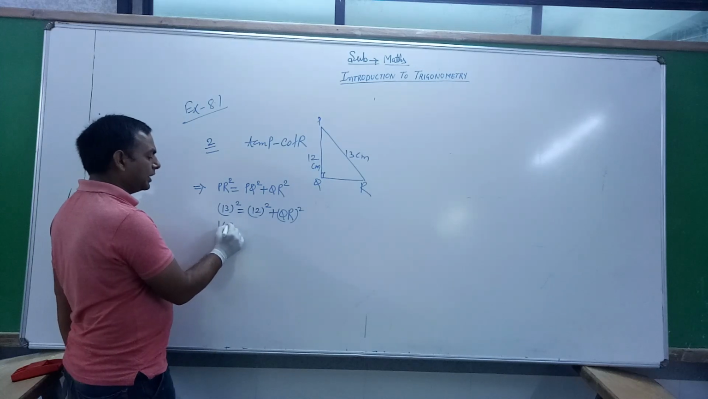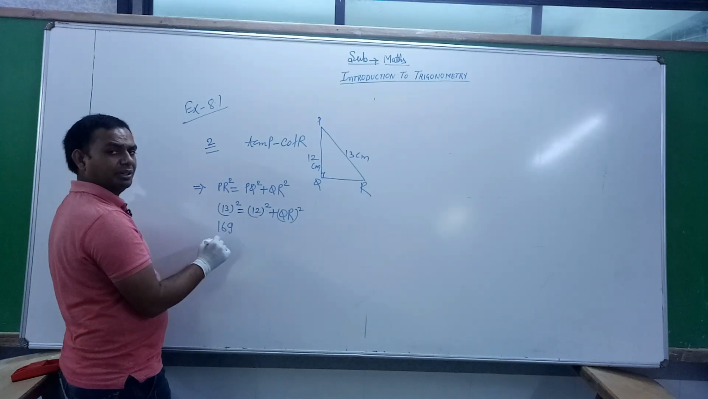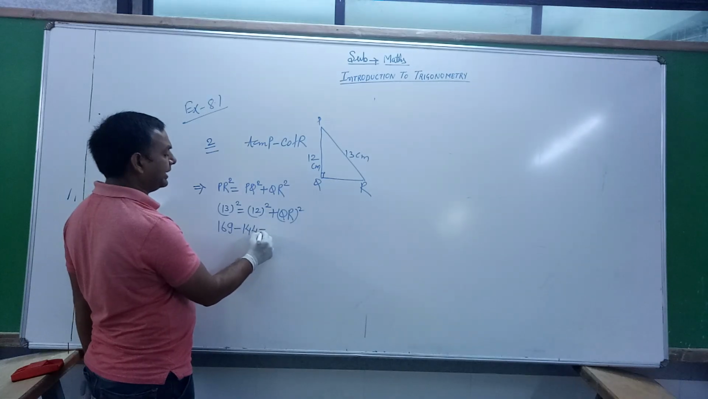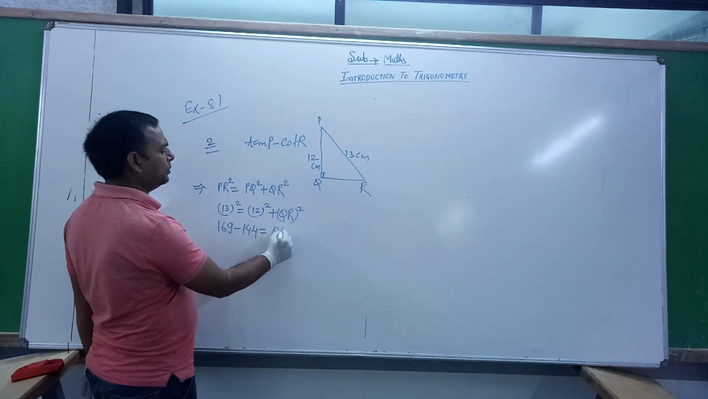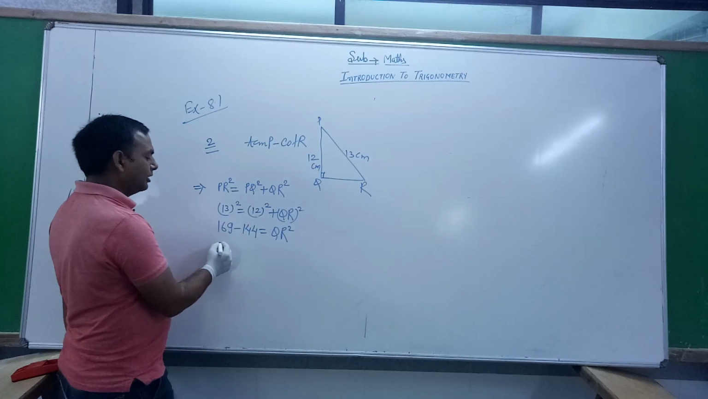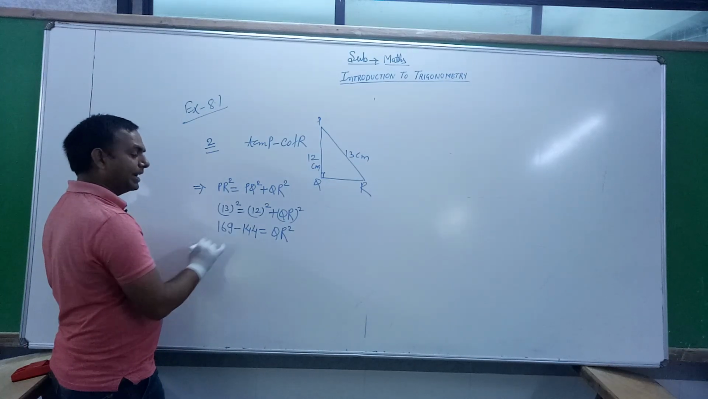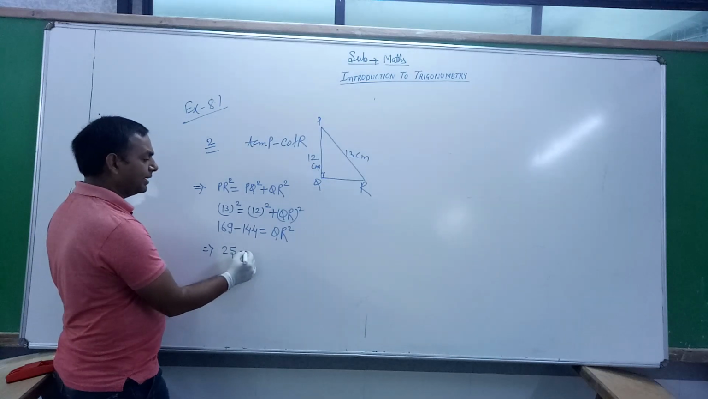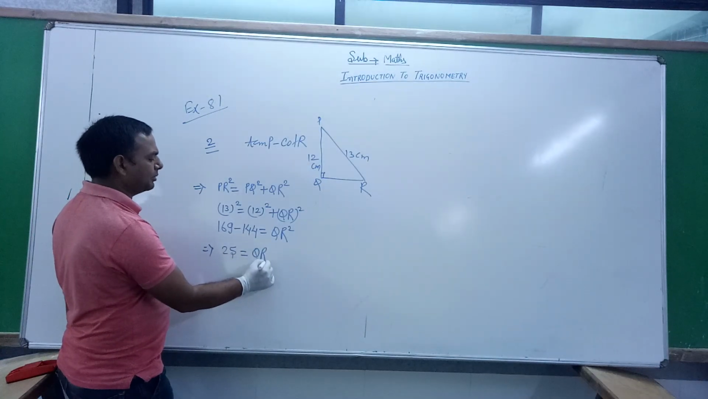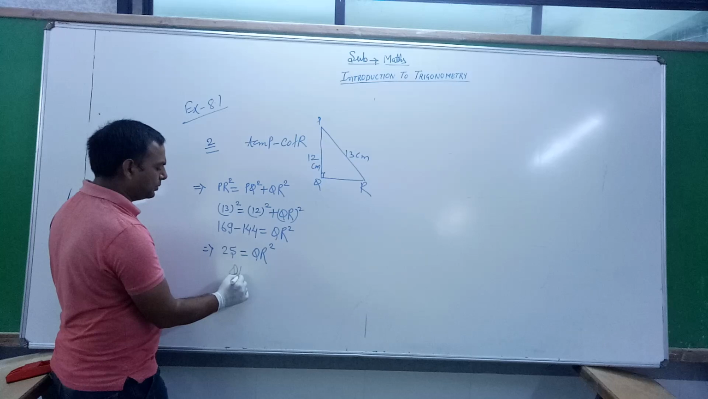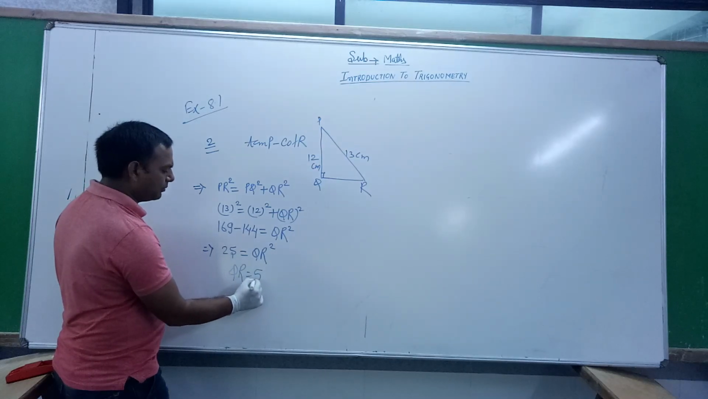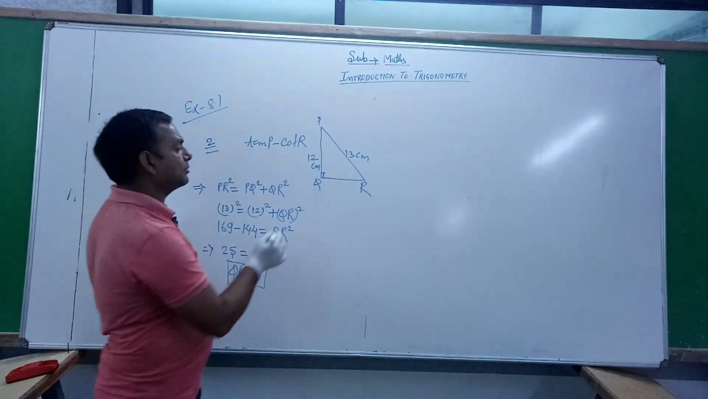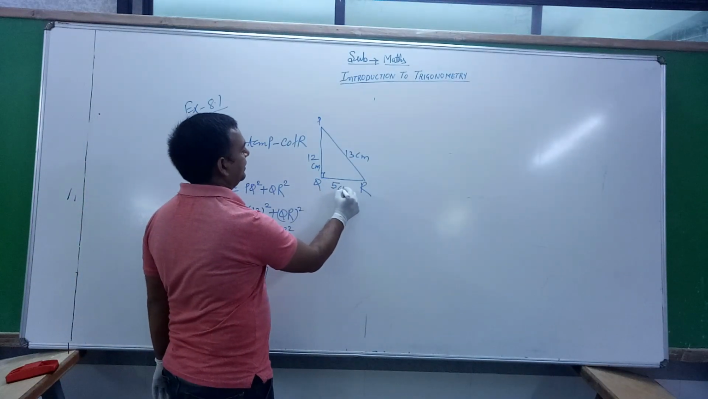13 squared is 169, 12 squared is 144, so we subtract 144 on the opposite side, and we have QR squared. Then 169 minus 144 is equal to 25, so QR squared is equal to 25, and you can say QR is equal to 5. So here the value of QR is 5 centimeters.